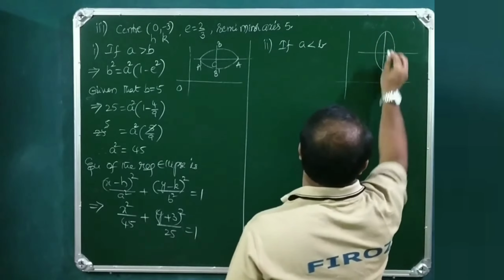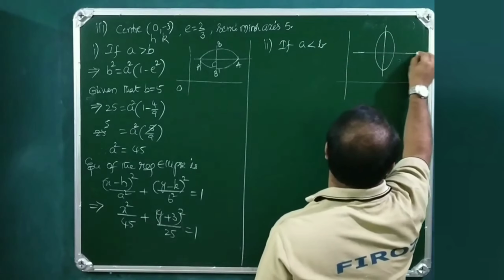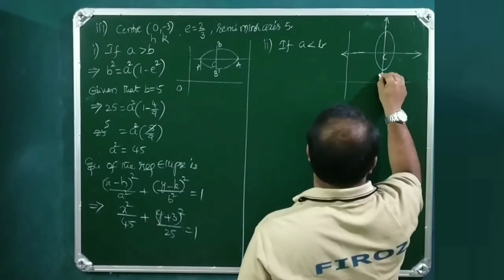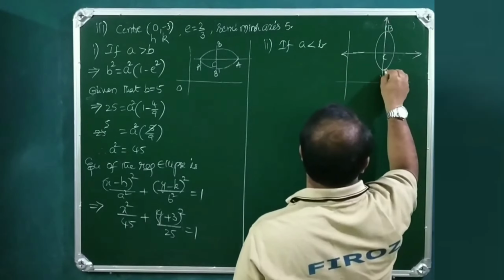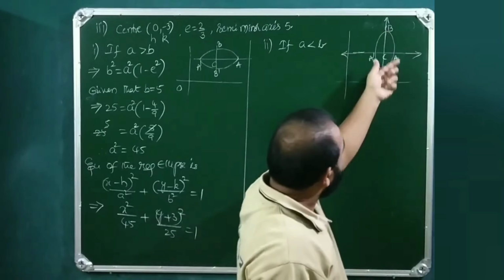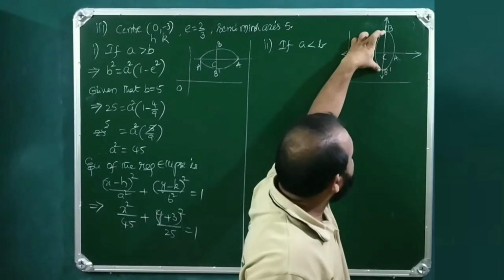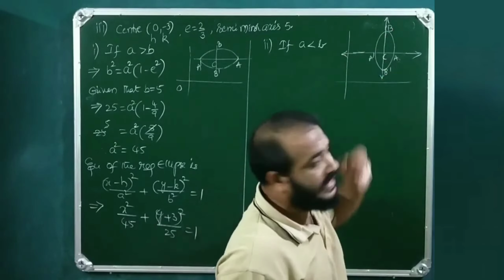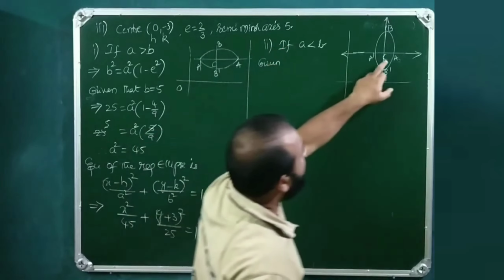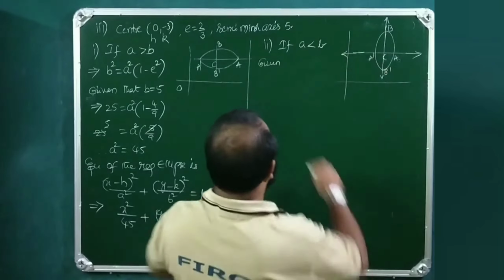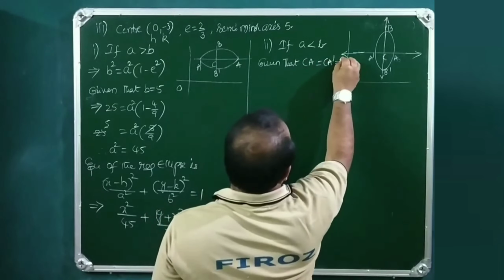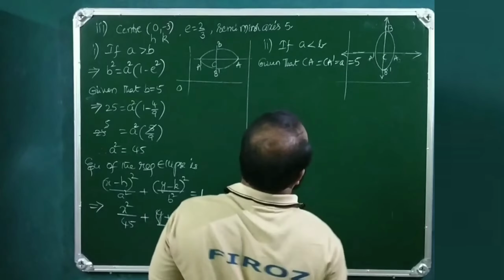So this ellipse. For this ellipse, this is C and this is B dash, this is A dash. So if the ellipse is this, then A dash is the minor axis and B dash is the major axis. So the semi-minor axis, CA or CA dash, is given as equal to A, which is equal to 5.